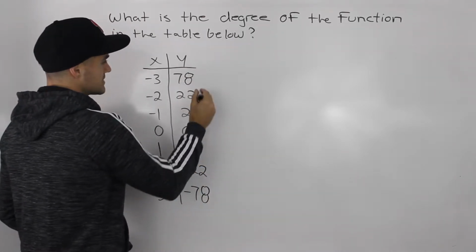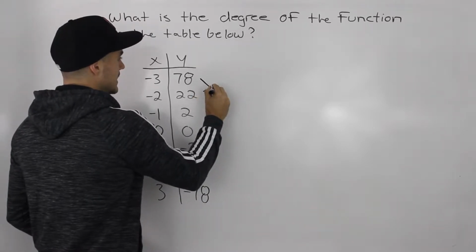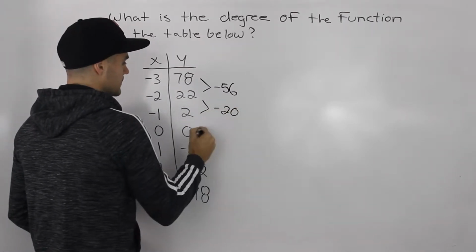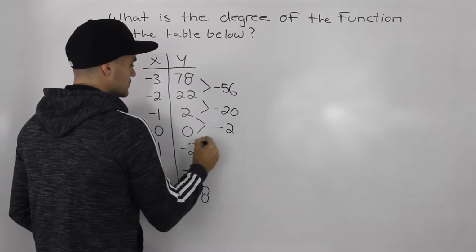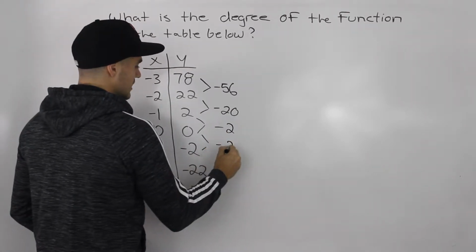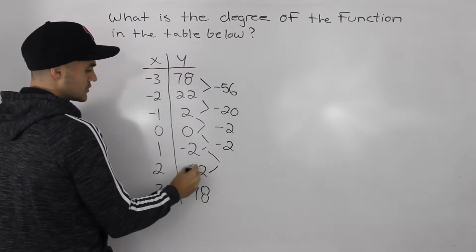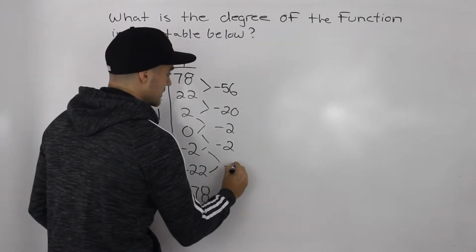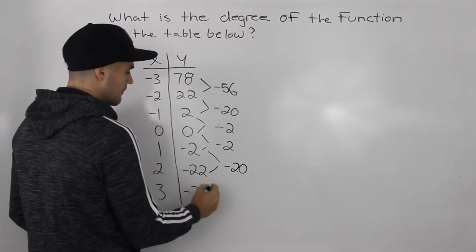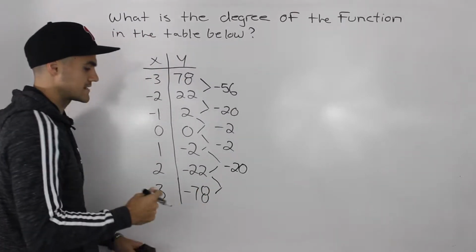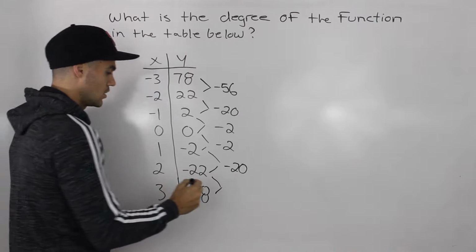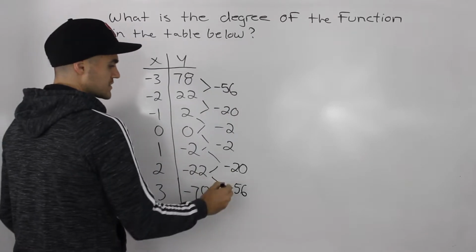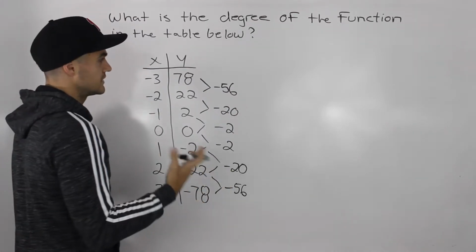So you take 22 minus 78, which would be negative 56. 2 minus 22 would give us negative 20. 0 minus 2 would give us negative 2. Negative 2 minus 0 would give us negative 2 again. Negative 22 minus negative 2 would be the same thing as negative 22 plus 2, which would give us negative 20. And then negative 78 minus negative 22 is the same thing as negative 78 plus 22, which would give us negative 56. All right, so the first differences are not constant, so we know this function is not linear. It doesn't have a degree of 1.